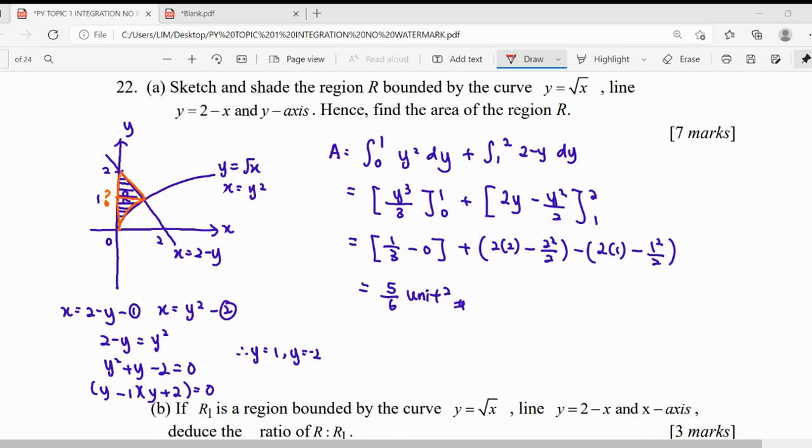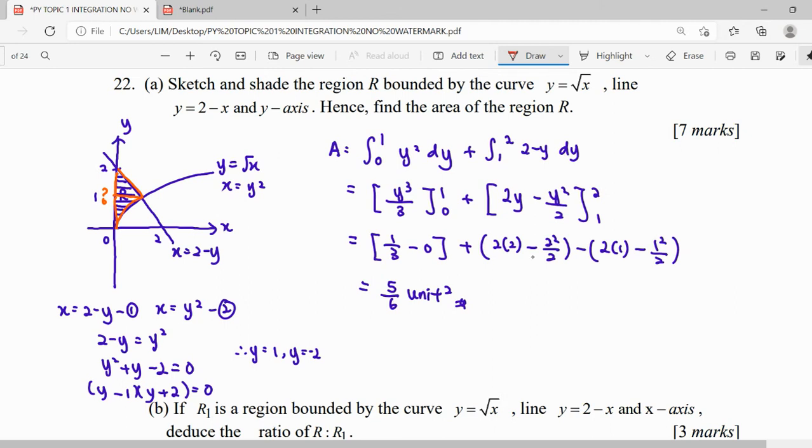So we look at our marks here. What are the marks allocated here? For these 7 marks, of course, the first part is how we find the intersection point. The next part is writing out our formula of area correctly and doing the integration. And then writing out the step of upper limit minus lower limit. That will be our final answer.